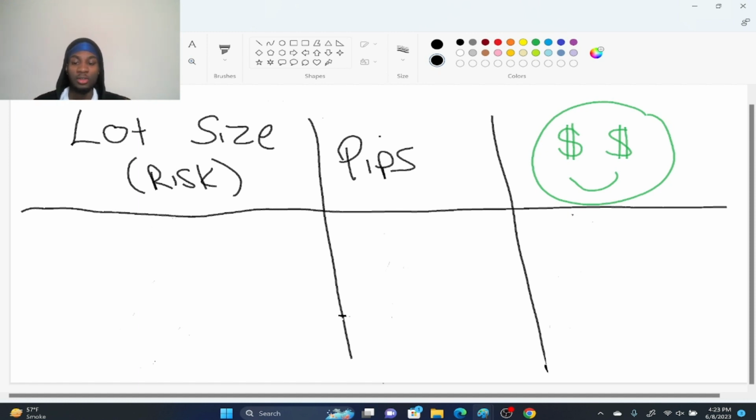I know y'all got the attention span of a squirrel, but I'm gonna try to break this down for y'all, make it quick, short, simple, and easy to understand. All right, so we're gonna talk about it. What are lot sizes and what are pips? All they are is units of measurement.